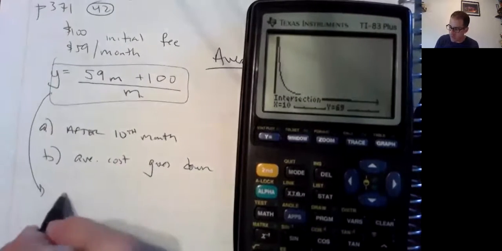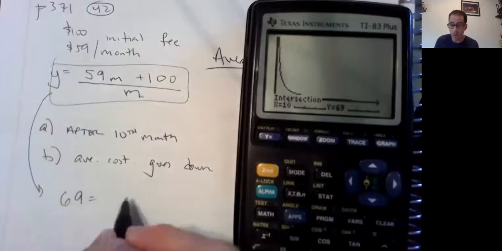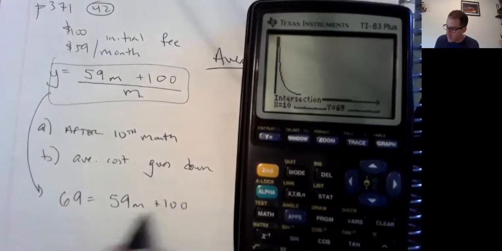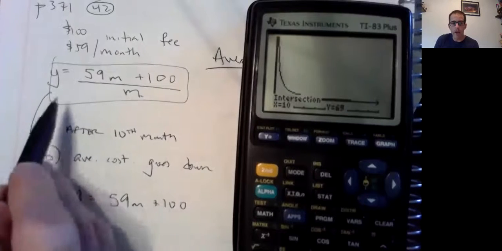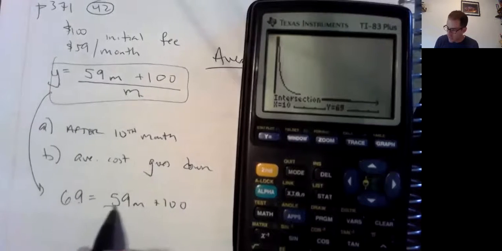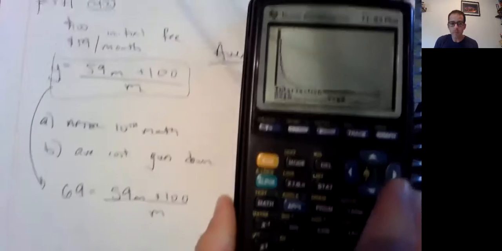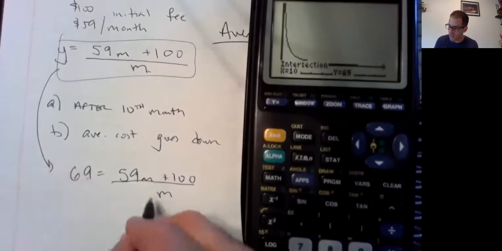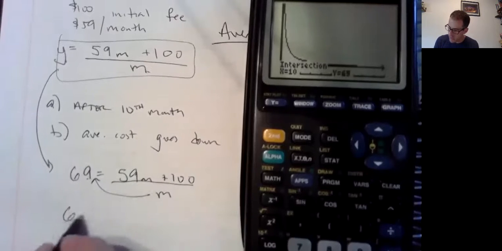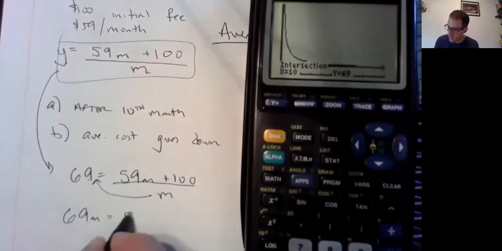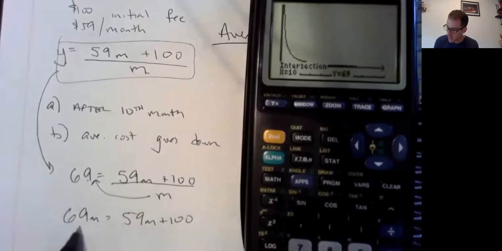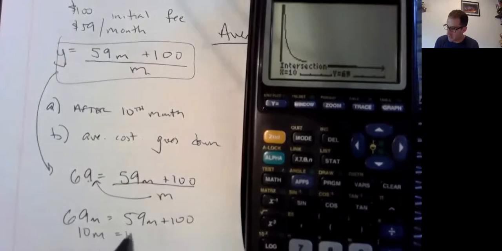Well, let's go over here, right? Because you know that I prefer algebra over graphing to find an exact answer. What happens if we set our y, our average cost, to 69? Well, how are we going to get this m out of the denominator? We're going to multiply it over here. So we have 69m equals 59m plus 100. Let's take away 59m from both sides, and let's divide by 10.